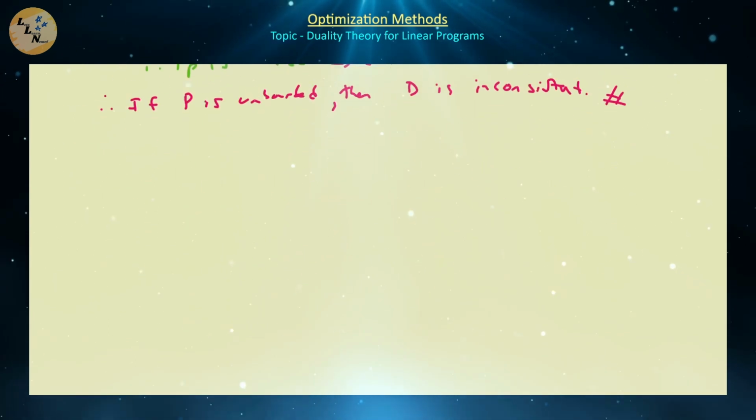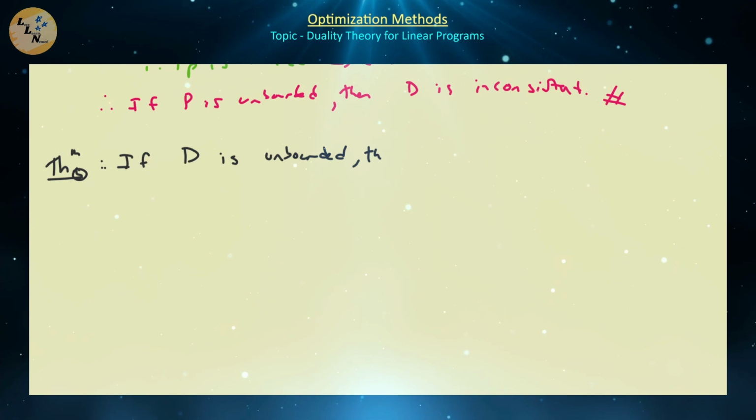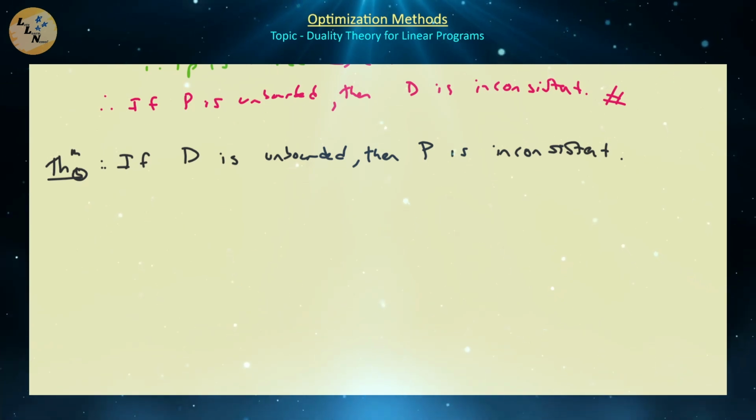Now let's think about this from the other direction. So theorem 5: if D is unbounded, then what can you guess about P, the primal problem? One can show that P is inconsistent. So if the dual of a primal problem is unbounded, then you should be able to show that the primal problem does not have any feasible solutions. And of course you can sort of combine them into the same one if you want.